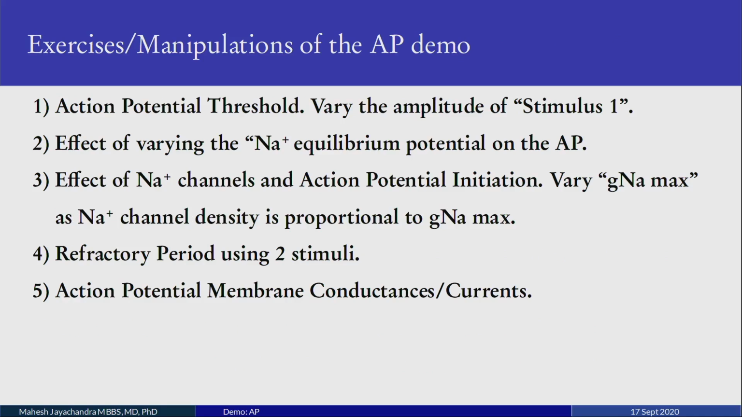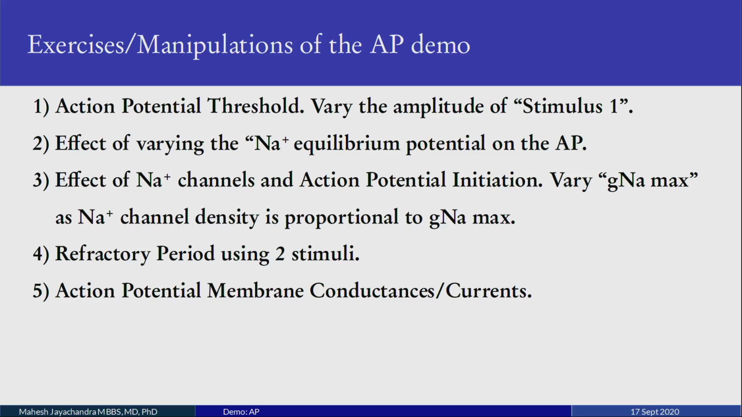So some of the different exercises you can do is, you can vary the action potential threshold by varying the amplitude of the stimulus. You can see the effect of varying the sodium equilibrium potential on the action potential. Then you can see the effect of sodium channels on action potential initiation by varying G Na max, where G stands for the conductance of sodium through the membrane, and G Na max reflects the sodium channel density, because the sodium channel density is proportional to its maximum conductance.